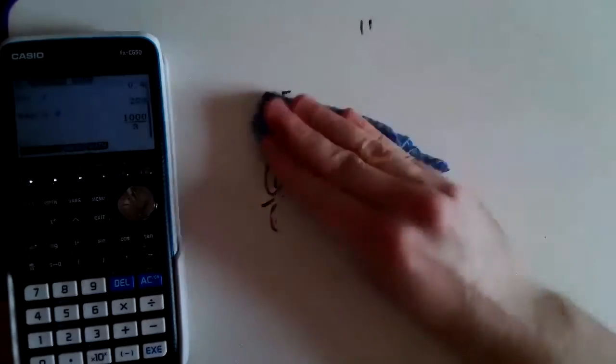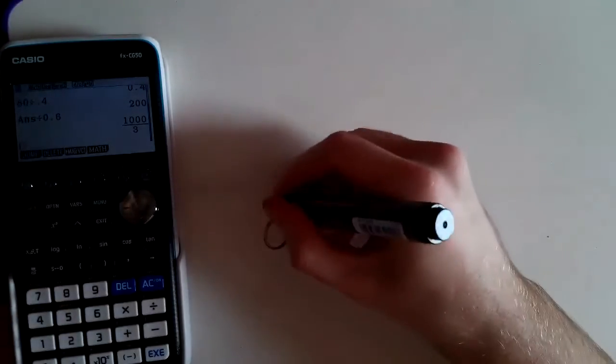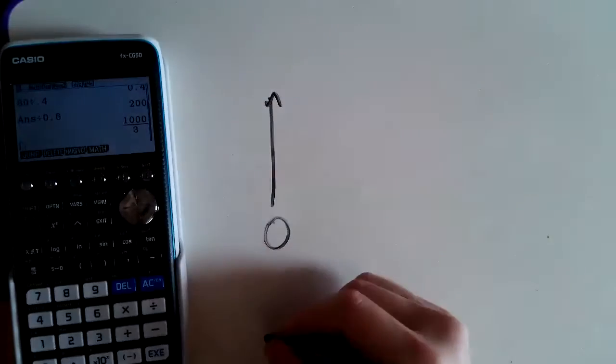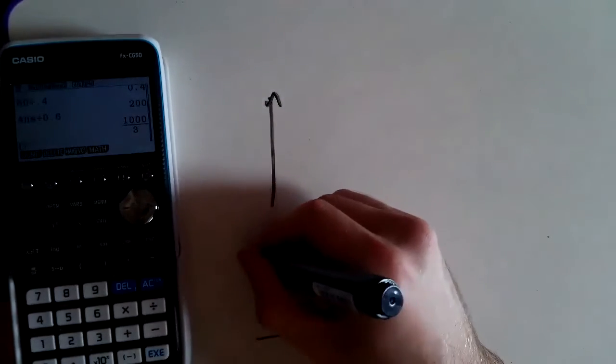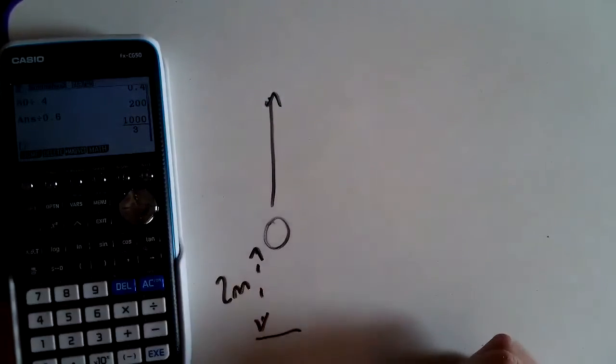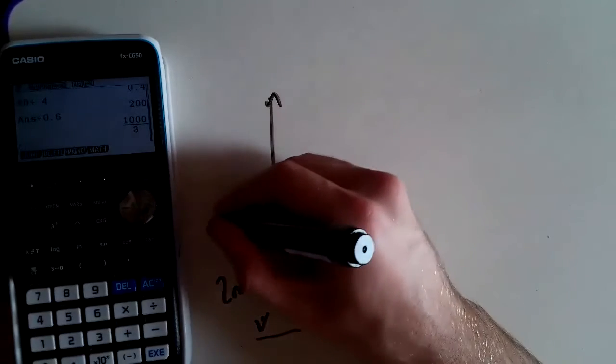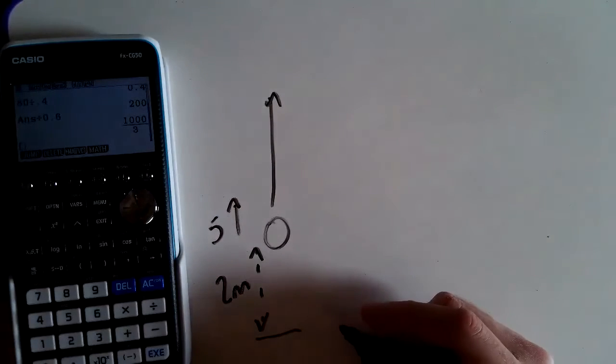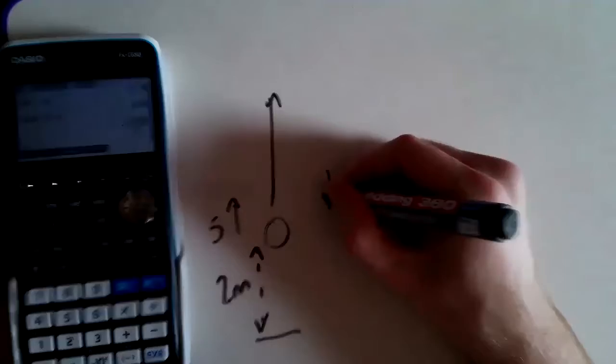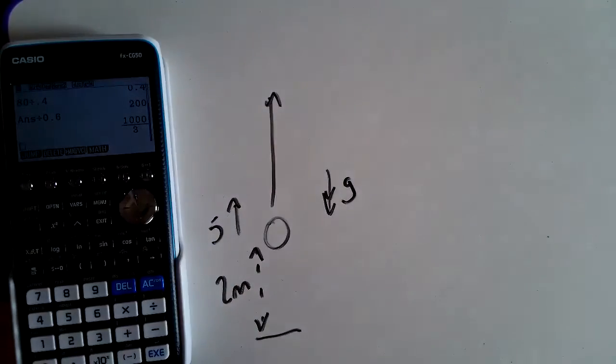And last one, a ball is thrown vertically upwards from a height of 2 meters. And the speed going up is 5. How long until the ball hits the ground? Well, I need to put the acceleration on, so gravity going down.